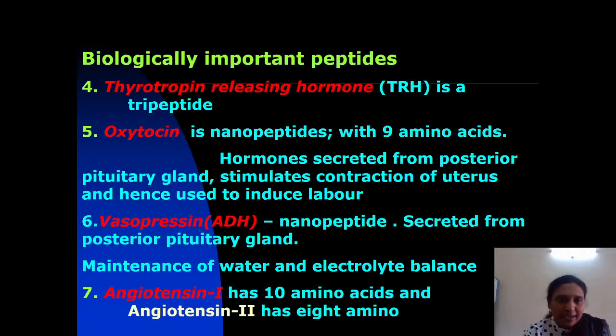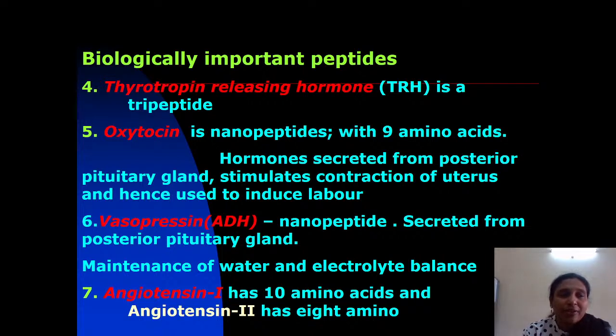It's a tripeptide. Next, coming to other important peptides, that is TRH. It's a hormone. Which hormone? TRH stands for thyrotropin releasing hormone. It's a tripeptide, and this thyrotropin releasing hormone stimulates. What are the 3 amino acids present in thyrotropin releasing hormone? It is also known as prolyl, glutamyl, histidine, proline.